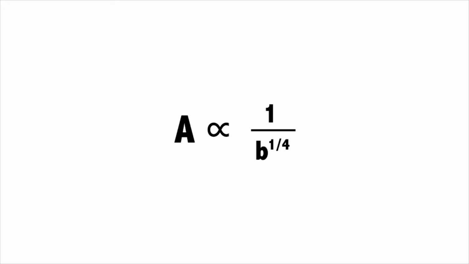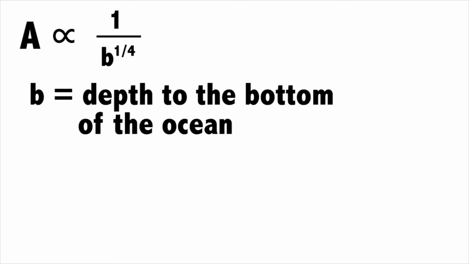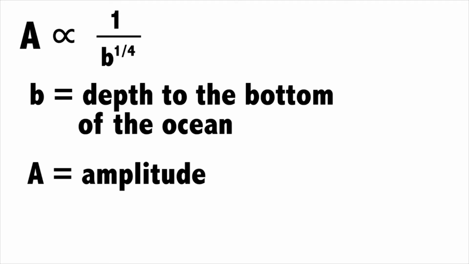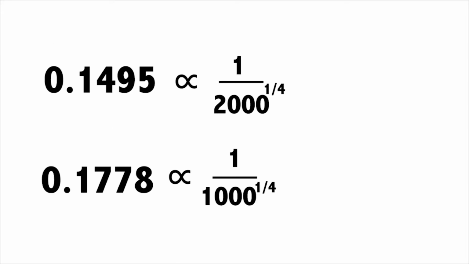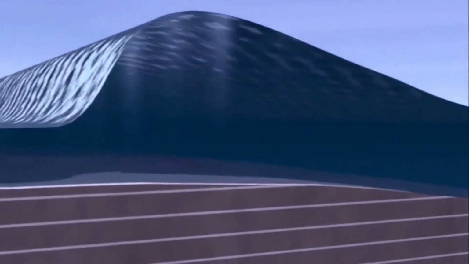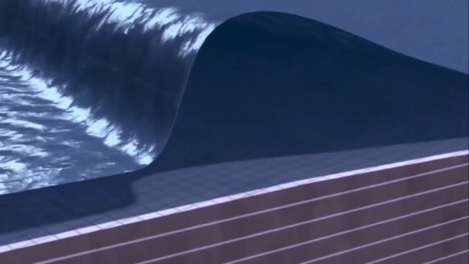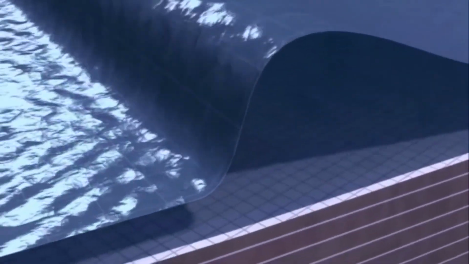A proportional to 1 over b to the power of 1/4 can be used to calculate the change in amplitude as the tsunami approaches the shore. In this formula, b represents the depth to the bottom of the ocean and a represents the amplitude of the wave. Using this formula, we can mathematically prove that as the tsunami approaches the shore, its amplitude will increase in size, which is the reason why it is much harder to detect tsunamis until they are close to the shore. This is because they barely show above the water until they begin to rapidly approach the shore, in which case they suddenly grow to massive sizes.